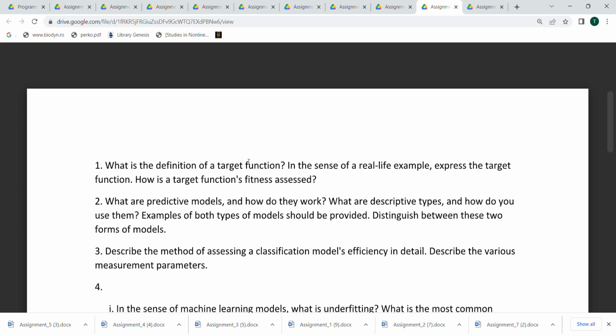We have to find the distinction between the forms of the model. Describing the method of assessing a classification model is also in detail. Describe the various measurement parameters.